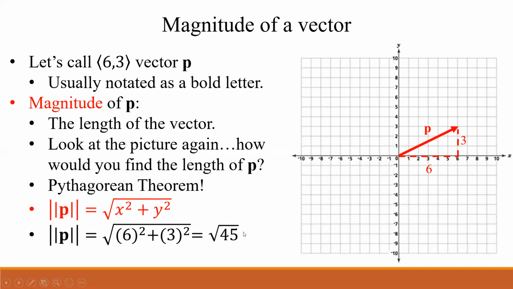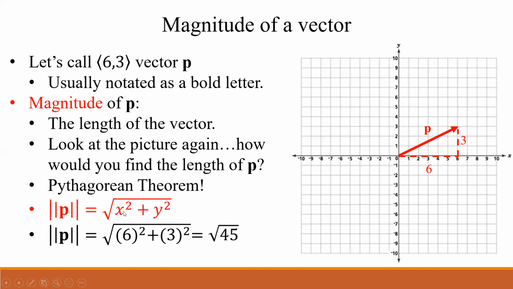Now you can put that in a calculator also and find the decimal. I don't really care one way or the other. I'm just going to leave it as a radical. Okay. Now the one thing I want to do here is, as far as notation, those double bars around the vector, that just means magnitude. Okay, that's all that means. Don't freak out about it. If you see the double bars, that's just going to mean you're going to find magnitude.